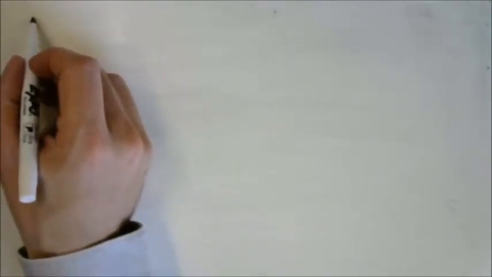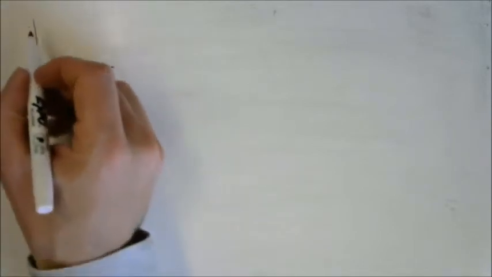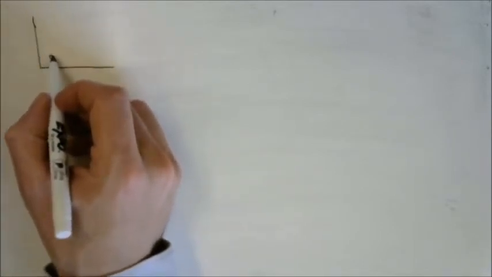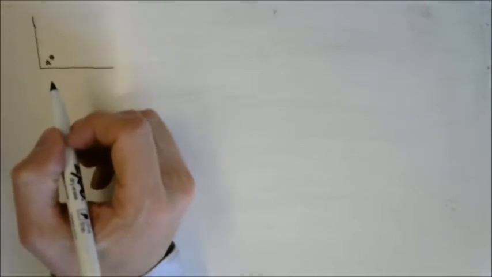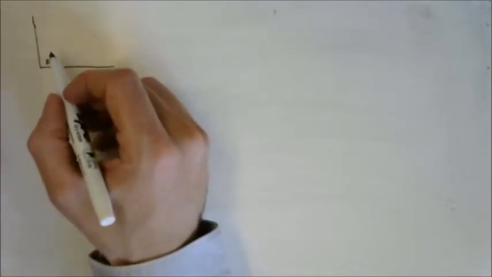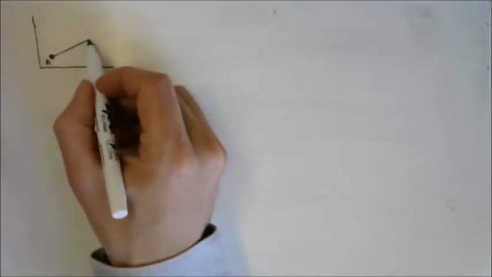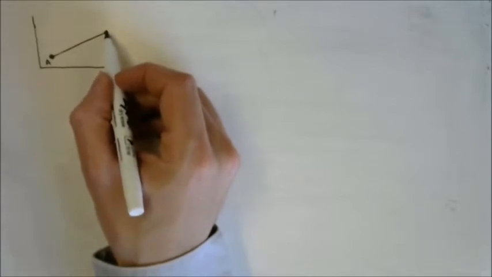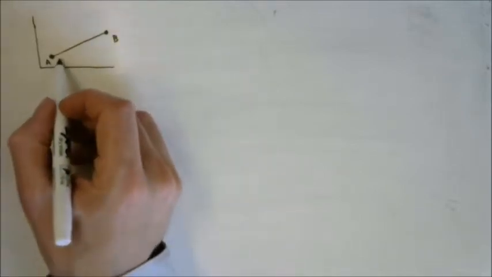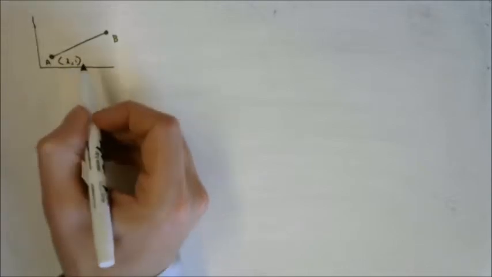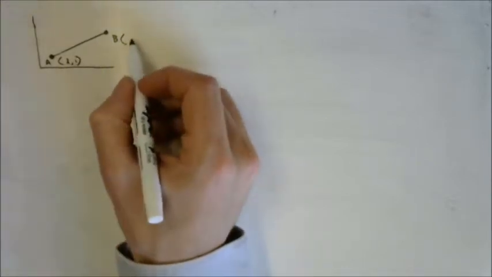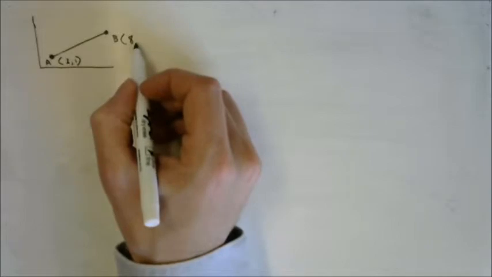Okay, a little bit more clarification on what it means to have a change in the run and a change in the rise. I'm going to do it with a graph, even though you don't need the graph to do it. Let's say we're at A, and we're going to go to B. A is at 2, 1, and B is at 8, 4.